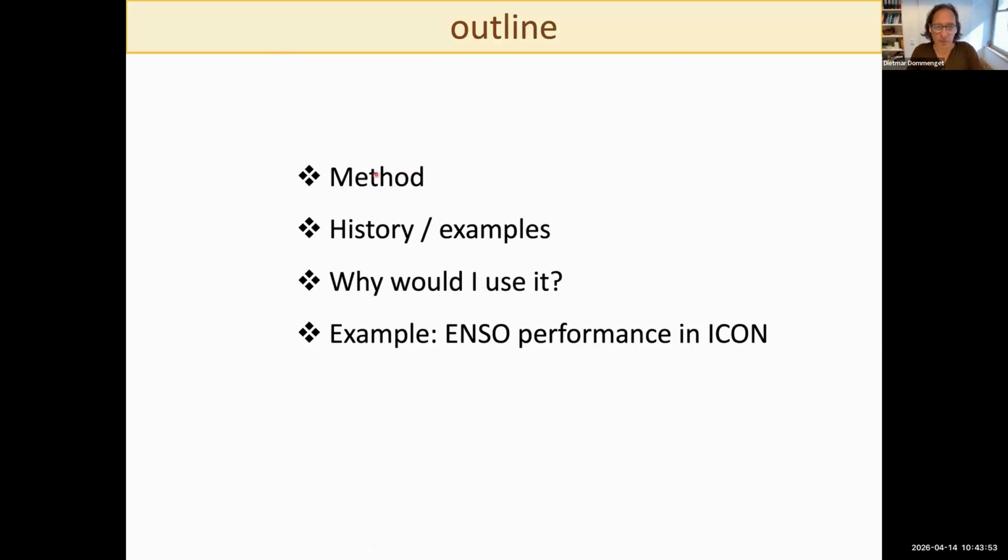So I will show you a little bit further about what flux correction means as a method, and then I give you some historical overview and some examples in the literature. Then why should you use it? And then I give you a recent example which I use to increase ENSO performance in the ICON model. Okay, first about the method.